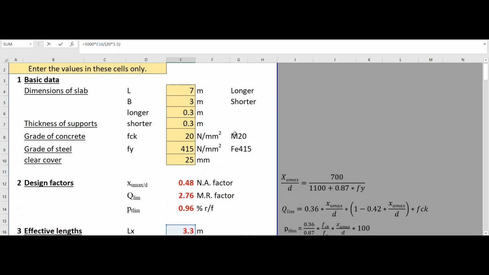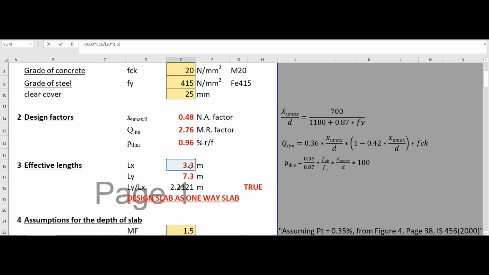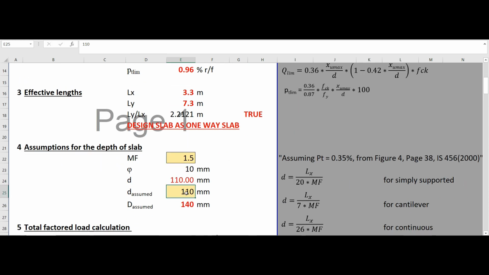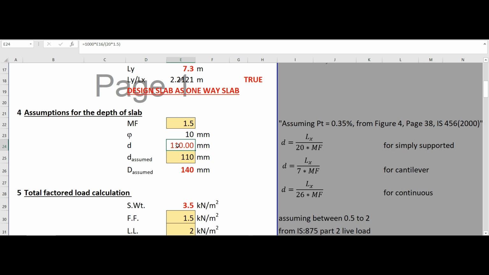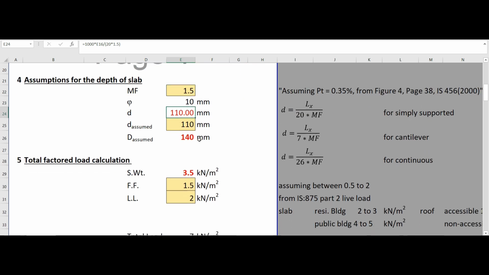So you get the effective depth required as Lx. Here the Lx value is 3.3, and converting it to mm, we have multiplied it by 1000, divided by 20 into modification factor. So the modification factor is 1.5. So you get the effective depth required as 110 mm. Now we will assume the effective depth and calculate the overall depth of the slab.